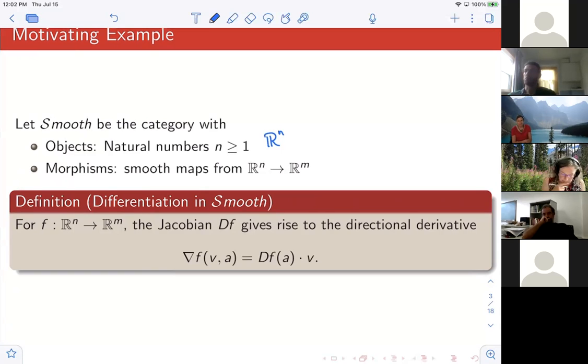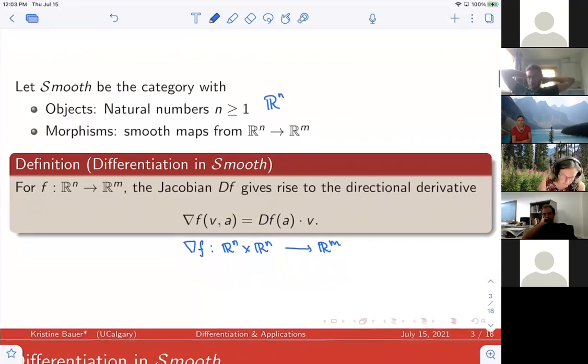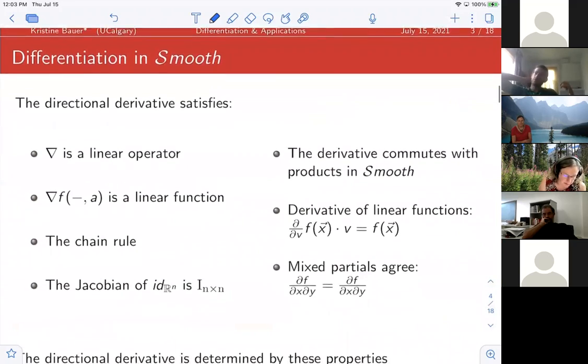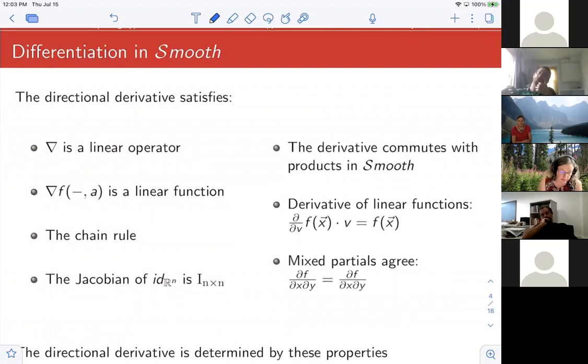So what that means is that I'm really thinking about this thing that I've denoted nabla f as a new function from R^n cross R^n to R^m. And that's kind of the basics of what I want to start with for what I want the derivative to do. And first we'll note that this derivative, the directional derivative, satisfies all these really, really nice properties.